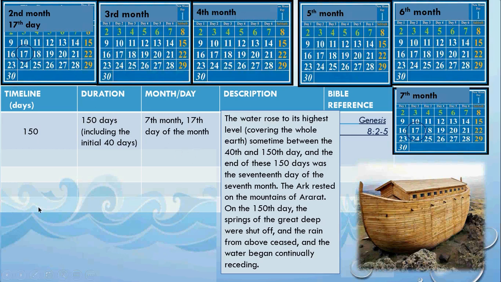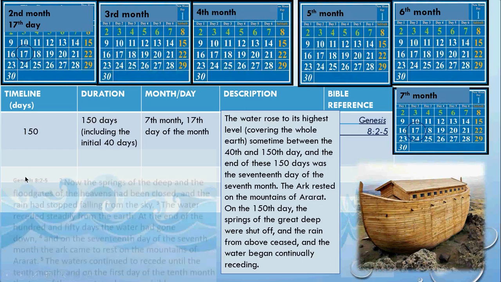So this is the same date again. We're just going to describe it a little more. The water rose to its highest level, covering the whole earth, sometime between the 40th and 150th day. And the end of these 150 days was the 17th day of the 7th month. The ark rested on the mountains of Ararat on the 150th day. The springs of the great deep were shut off, and the rain from above ceased, and the water began receding continually.